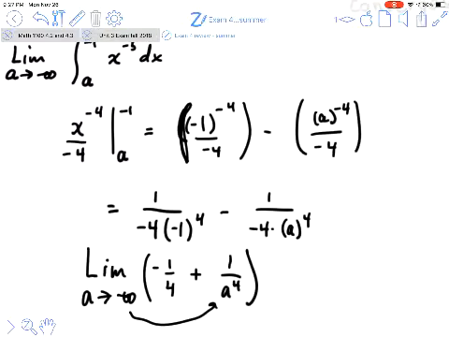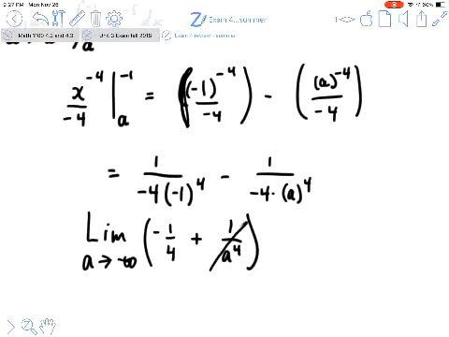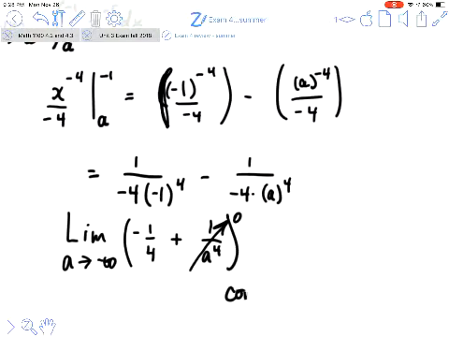So what we're doing is plugging in values for a that are getting more and more negative. But when you raise a negative base to a positive exponent, it comes out positive. So what's happening with a to the 4th is it's getting larger and larger and larger, even though a is negative, because the exponent is positive. So the denominator is growing without bound, and the numerator stays fixed at 1. As with the previous problem, this part of the expression converges to 0. So the whole expression converges to negative 1/4.